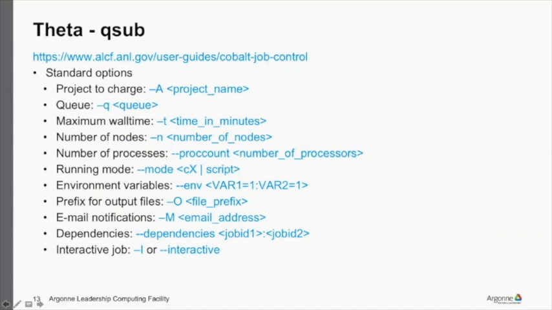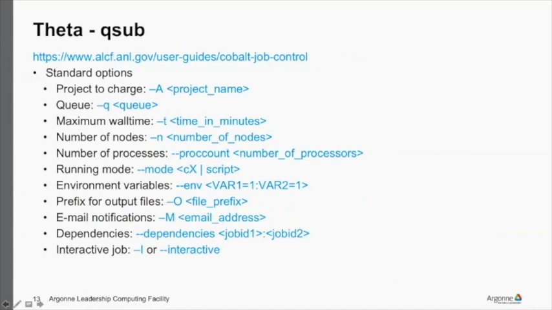The maximum wall time for your job, dash t, and you can specify the time in minutes, or you can give an hour:minute notation. The number of nodes allocated for your job, dash n. The number of processes, dash dash proc count. Some of this is a typo from the Blue Gene queue. There's more information on the next slide. Dash o, to have the file prefix for some Cobalt log files that are generated. If you'd like a notification for your job in email when it starts up and when it completes, you can use dash M followed by your email address.